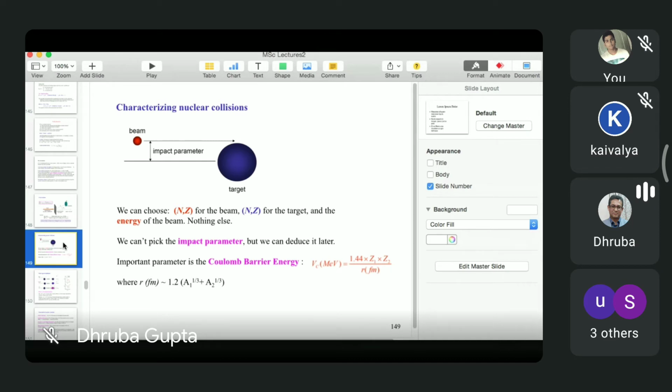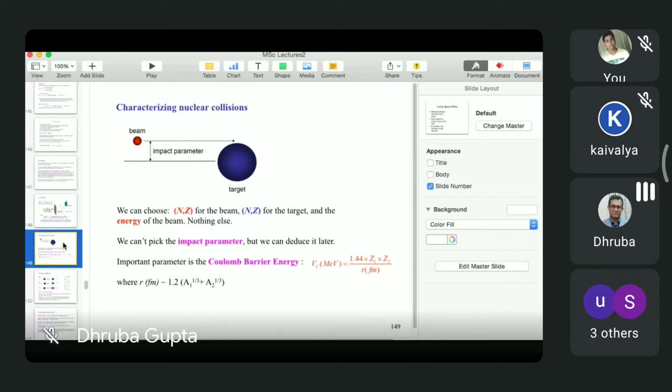Now we can choose the N and the Z for the beam, right? The number of nucleons, the charge number, number of neutrons and number of protons of the beam. N and Z of the target also we can choose. And the energy of the beam also we can choose, but nothing else. We cannot choose anything else. What will happen after the reaction, at what angle it will scatter, we don't have any control on that. But what we have control on is that we can fix which beam we want. We can fix the number of neutrons, number of protons of a particular beam.